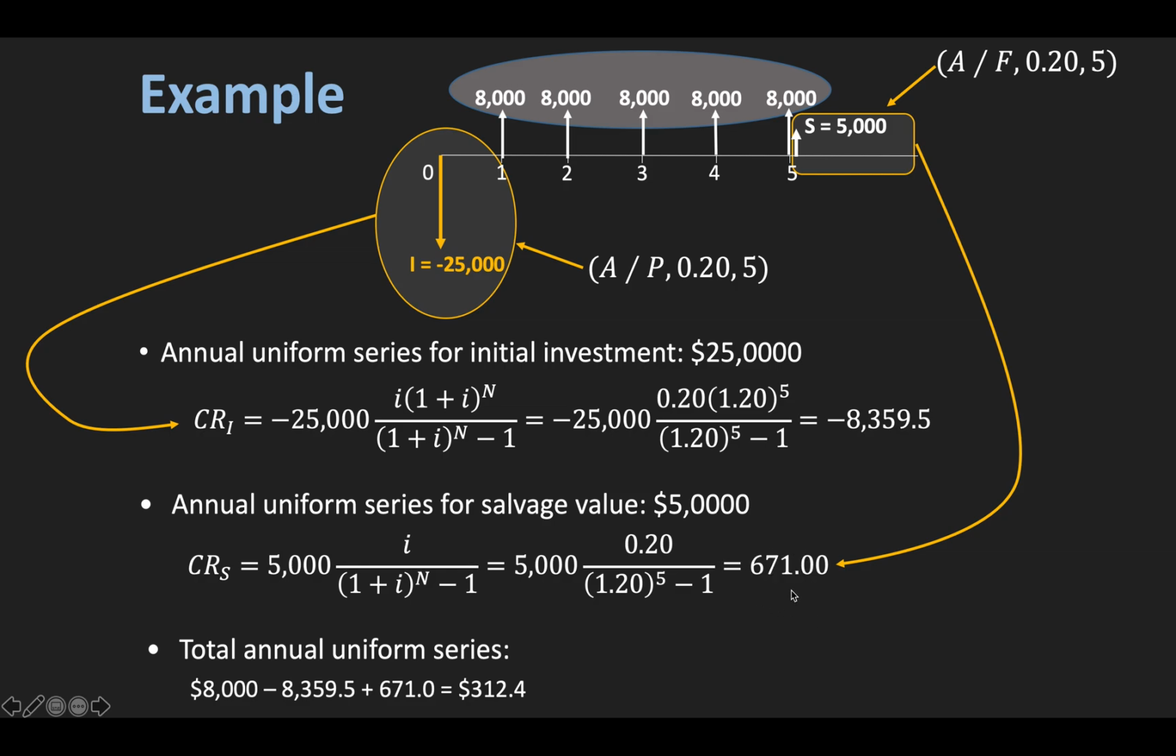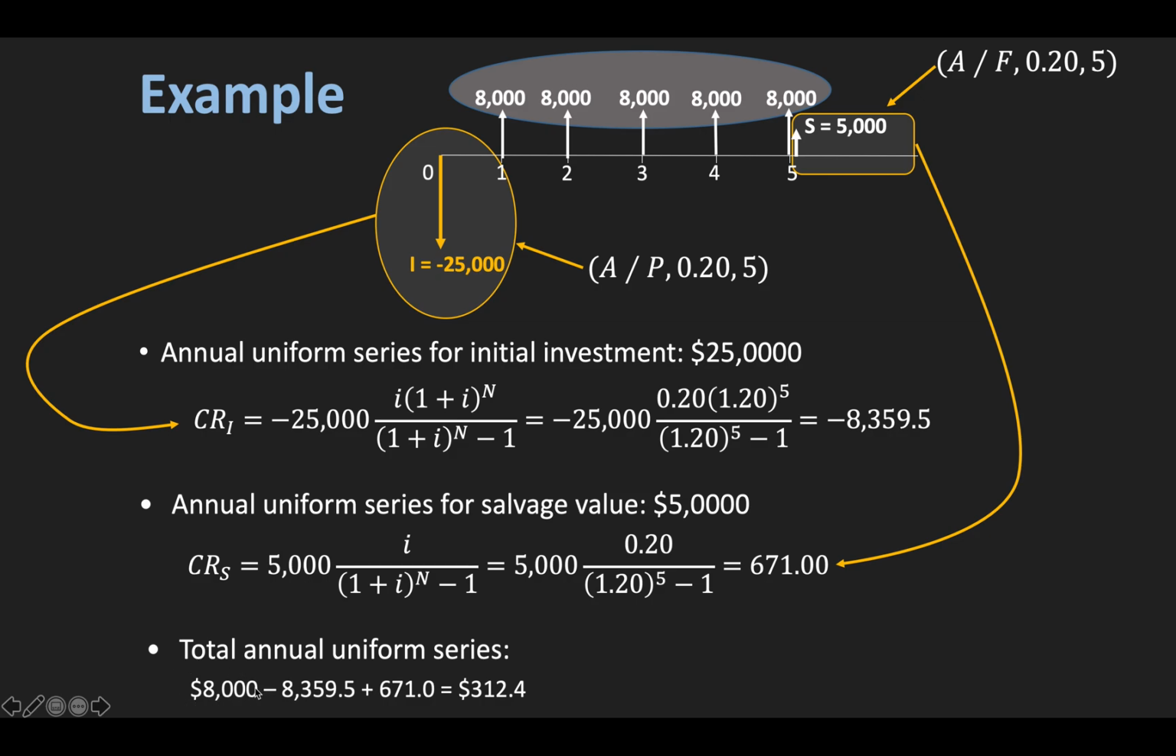$671, right? So again, I basically remove this. Now I can remove this and add a small bar upward each year, and that value equals $671, right? Now I basically have three annuity cash flows.